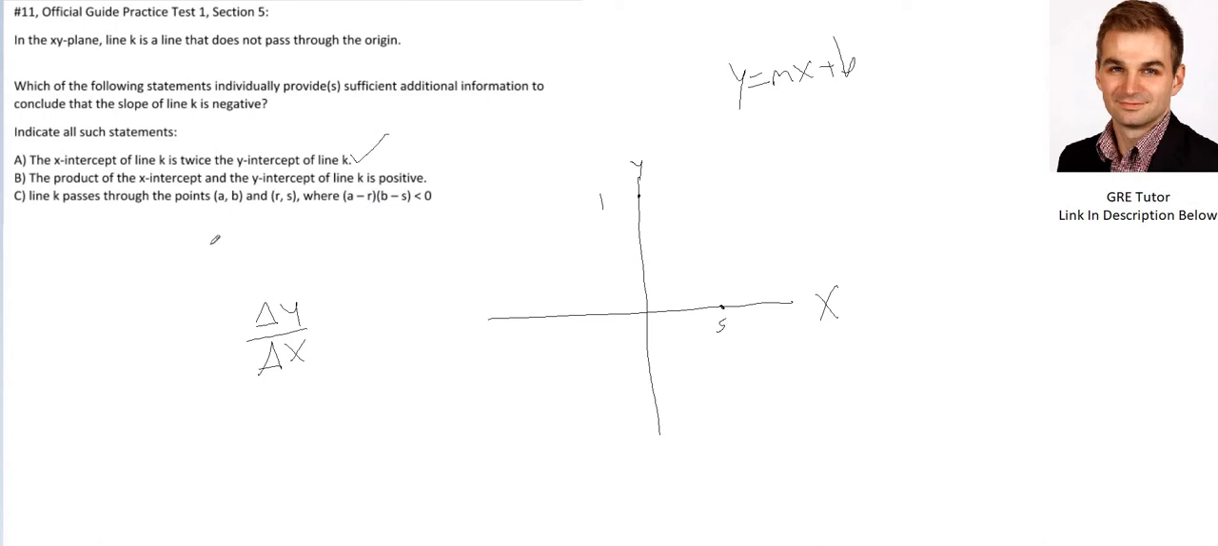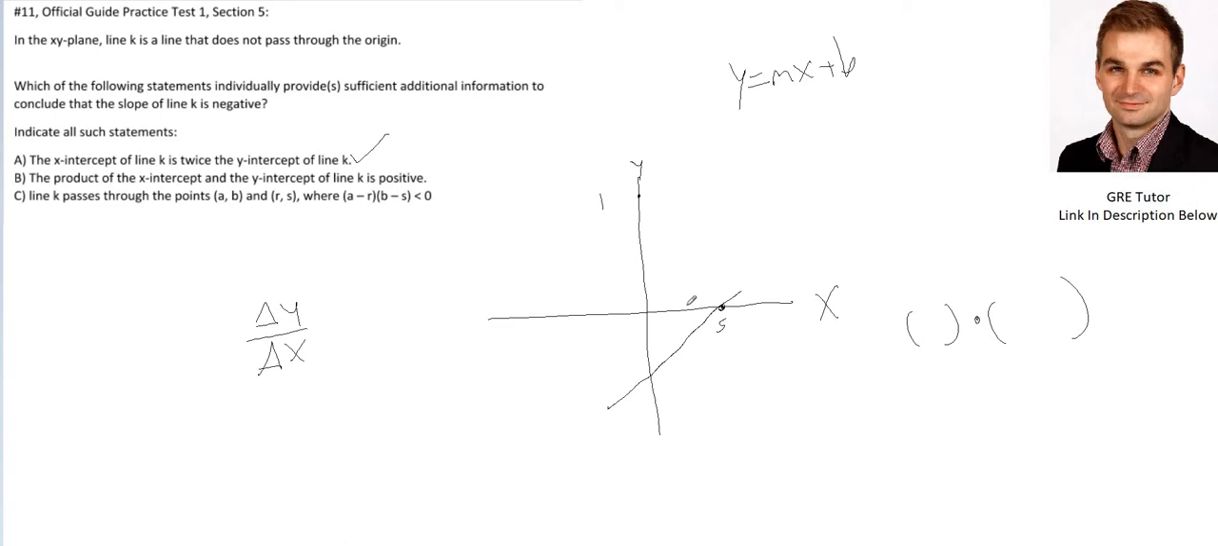Alright, now let's look at the second one. The product of the x-intercept and the y-intercept of line K is positive. So what does it mean to have the product of something? Well, the product of something is where you multiply it. You multiply two things. And they want the product of the x-intercept. So an x-intercept is the point where it crosses the line, right? So for instance, if a line was doing something like this, the x-intercept would be 5, right?